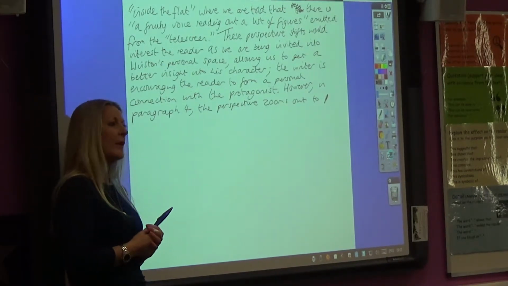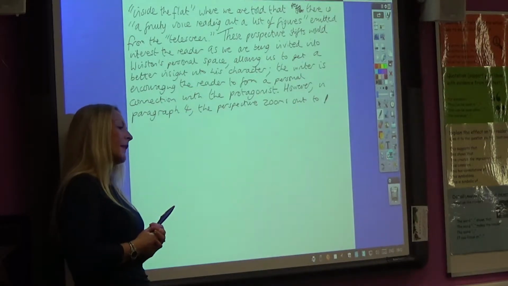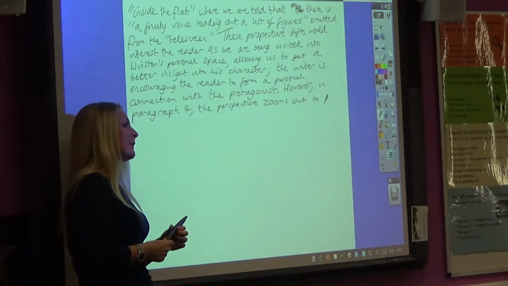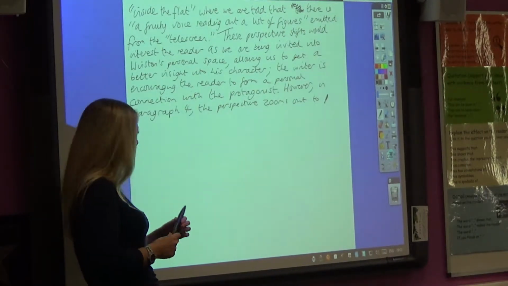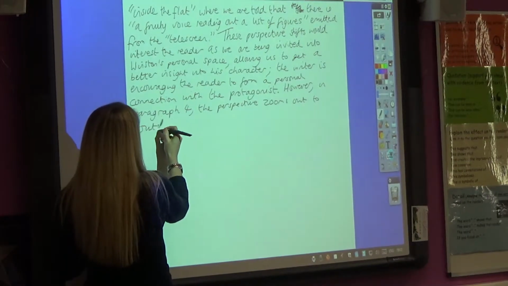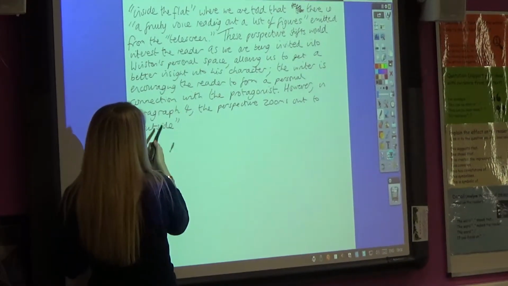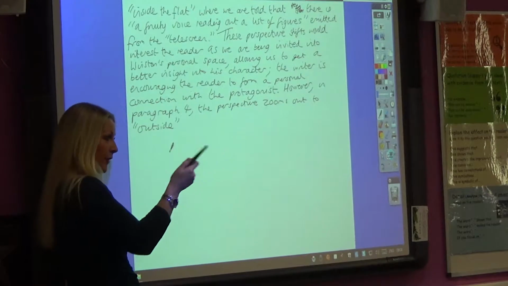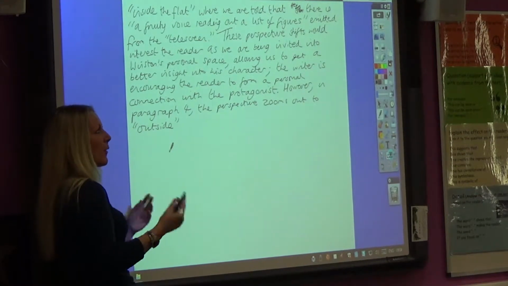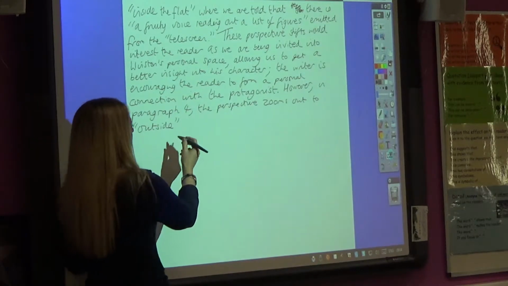Anyone? Ricky, can you see anything in the last paragraph that proves that we're back outside? Outside even through the shop window. Okay, good. So, outside definitely. Can you have another look? Is there another quotation that, again, tells me maybe what the weather's like or what's going on outside?